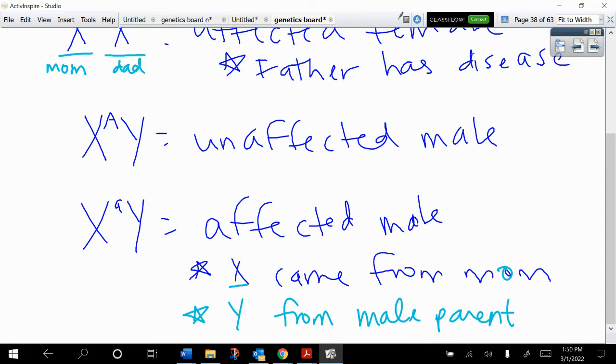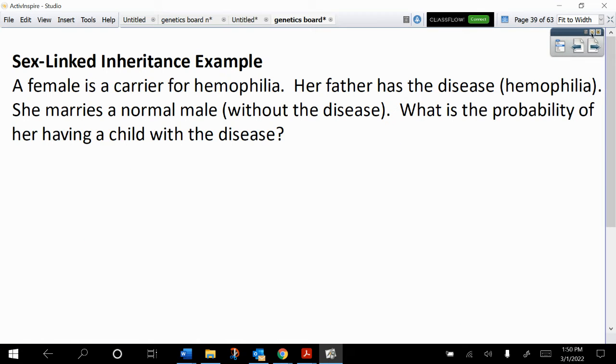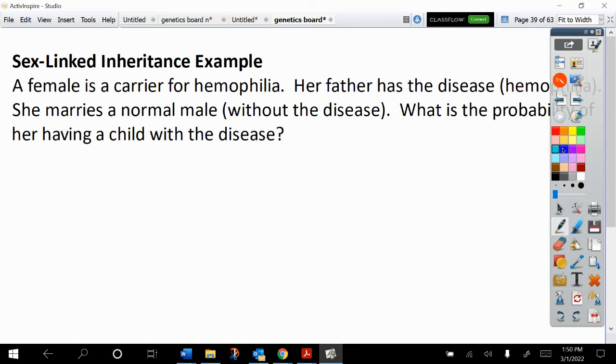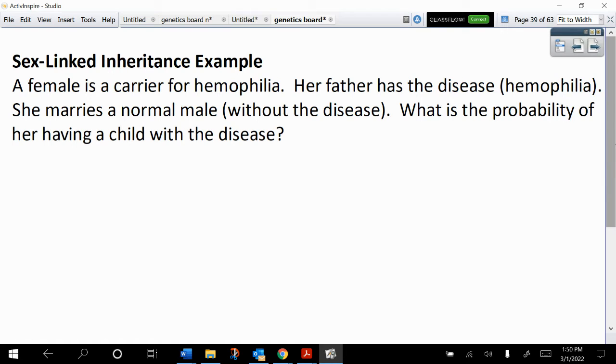Okay, so let's do a few examples together. Let's take a look at this example for hemophilia. Hemophilia is an X-linked trait. It is a recessive disorder. And we're going to say that we have a female carrier for hemophilia. Her father had the disease, meaning that the father was X lowercase a, Y, so he would have passed it on to the female. And she marries a normal male.